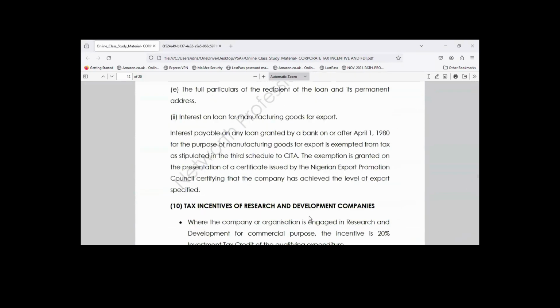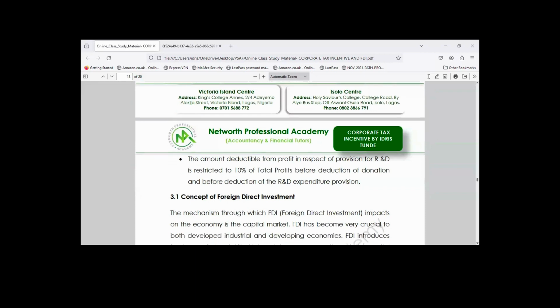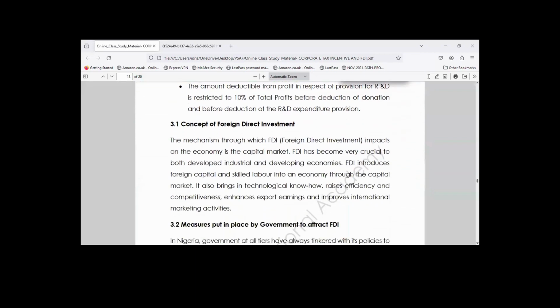So that is number 10 tax incentive: incentive for research and development company. Now, we call the topic corporate tax incentive and foreign direct investment. What do we understand by foreign direct investment? The mechanism through which foreign direct investment impacts the economy is the capital market. Foreign direct investment means the total value of foreign investments in Nigeria.